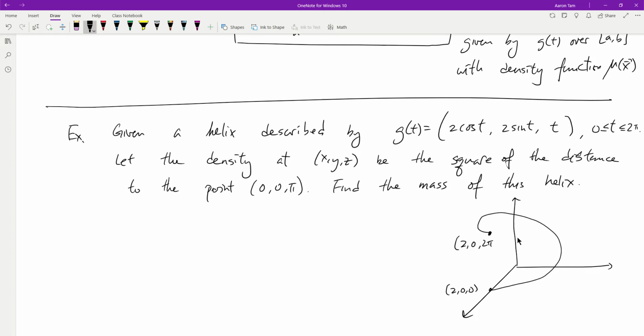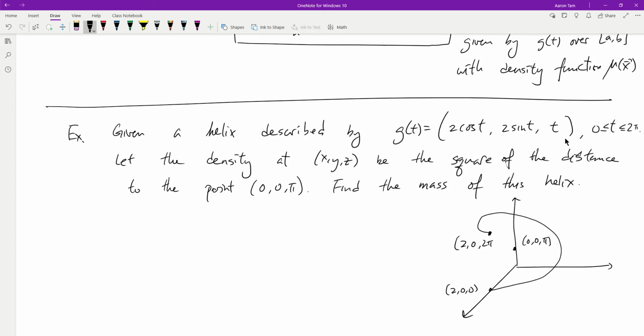And here's the point (0, 0, π), which is kind of right in the middle of this curve. And that would define the density based on how far each point of the helix is to this one particular point. It shouldn't be too hard to realize that as it rotates to where t equals π, it will probably be closest to this point because it will be level with it. And any point beyond that would be on the same circle but further up or further down, therefore it will create a longer distance. So it definitely means that the density is not going to be constant.